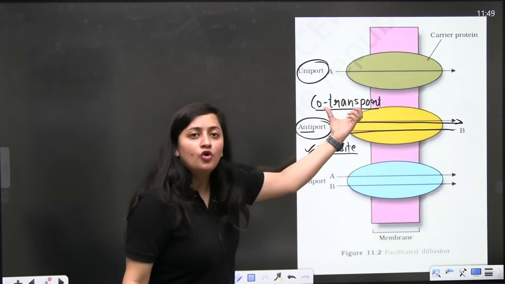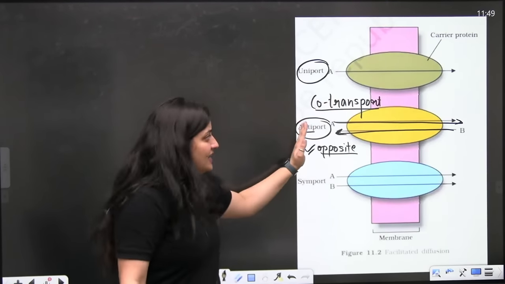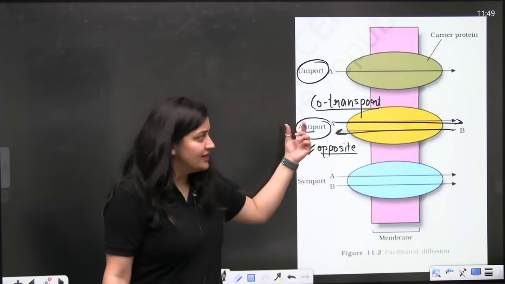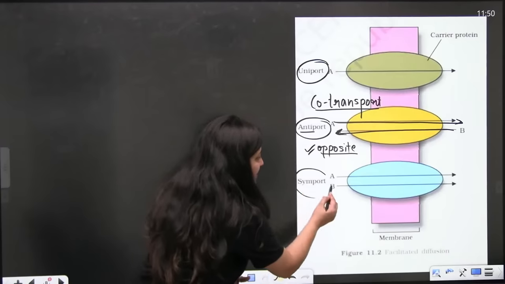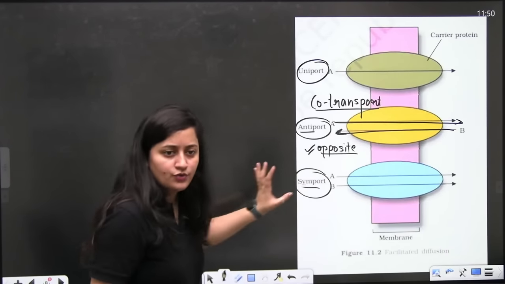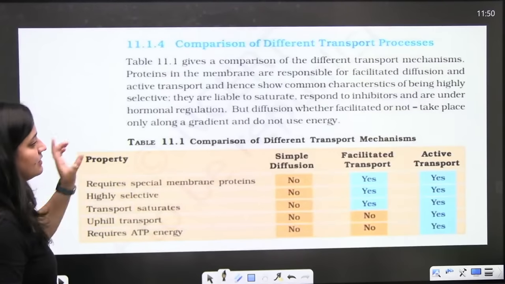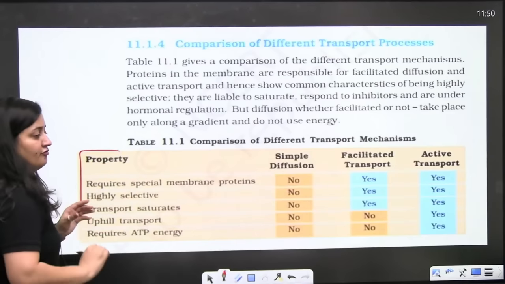And when you talk about co-transport, co means together. Right? So antiport, when two things are moving in opposite directions, A is moving into the cell, B is moving out from the cell. Symport, sym, together, A and B are moving together in the same direction. This is what you need to remember, right, bachche? And then comes this table. So yes, for sure a question will come from this particular table.